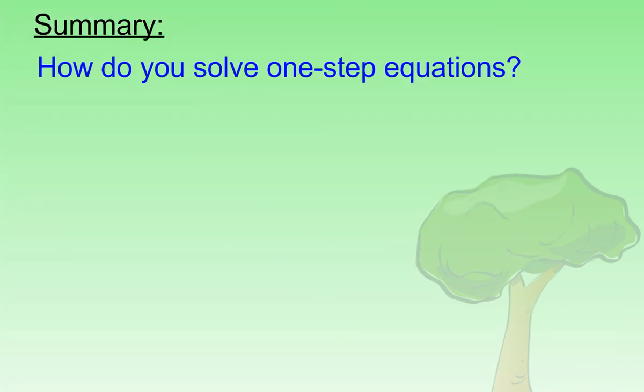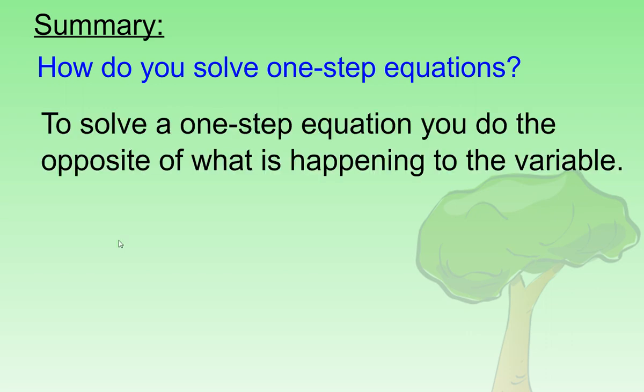So, summary. How do you solve a one-step equation? If you could please take a minute, pause the video, write out a little summary on what you learned today about solving one-step equations. So, what I came up with is I said to solve a one-step equation, you do the opposite of what's happening to the variable. That's it. The variable is being added by something, you subtract by that thing. The variable is being multiplied by something, you divide by that thing. And that's how you solve a one-step equation.